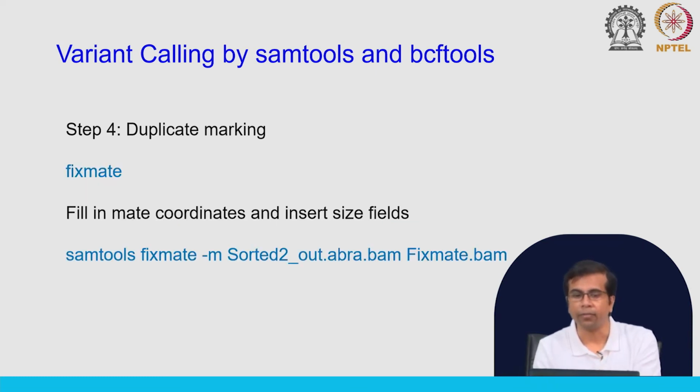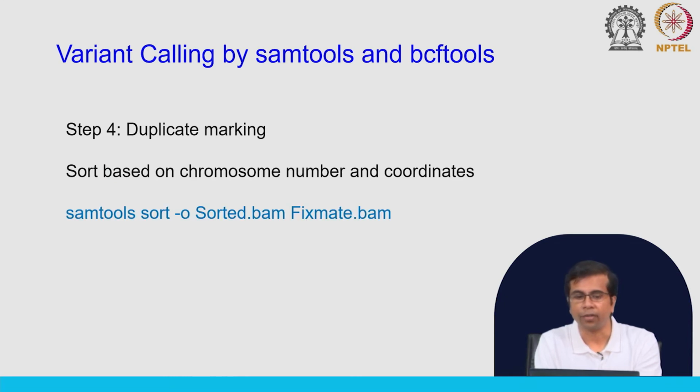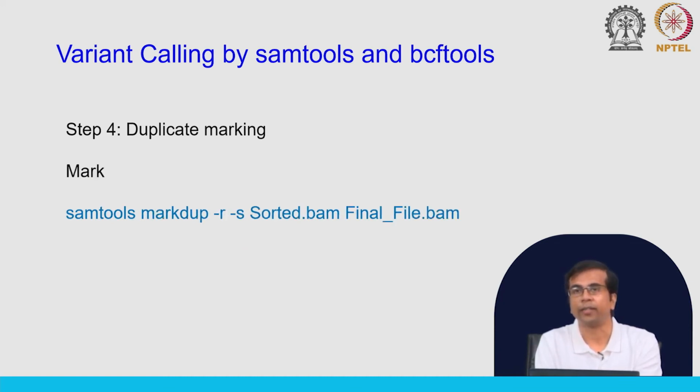Then we have to use the fixmate command. This will fill in mate coordinates and insert size. During duplicate marking, the program will compare these mate coordinates and insert sizes before it marks them. After that is done, we again sort based on chromosome number and coordinates, and these will be used for the actual marking step.